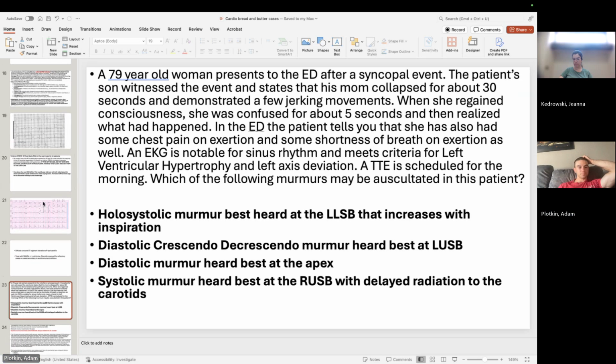All right. Awesome. All right. Which of the following murmurs may be auscultated in this patient? So we have a 79-year-old woman. She presents to the ED after a syncopal event. The patient's son witnessed the event and states that his mom collapsed for about 30 seconds and demonstrated a few jerking movements. When she regained consciousness, she was confused for about 5 seconds and then realized what had happened. In the ED, the patient tells you that she has also had some chest pain on exertion and some shortness of breath on exertion as well. An EKG is notable for sinus rhythm and meets criteria for left ventricular hypertrophy and left axis deviation. A TTE is scheduled for the morning. Which of the following murmurs may be best auscultated?